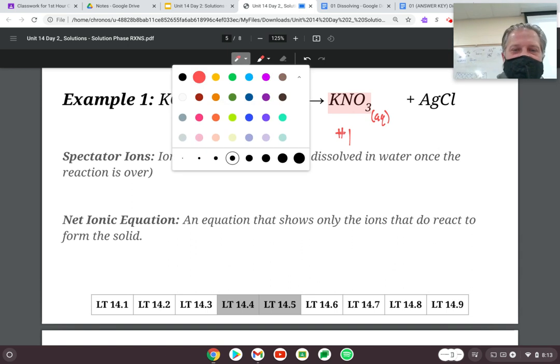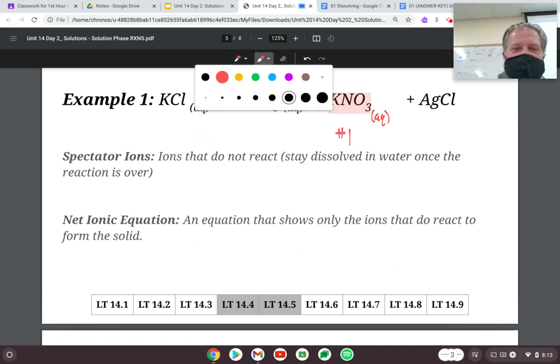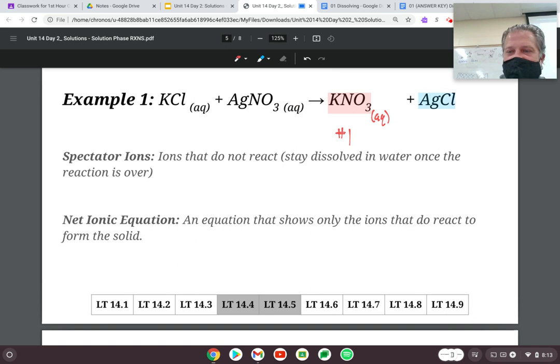So now I'm going to focus on the second product, which in this case is the AgCl. So I'm going to start with my solubility rules, and I'm going to start with number 1. Number 1 says salts of ammonium, NH4, and group 1 are always soluble. Is Ag a group 1 metal? All the group 1 metals are lithium, sodium, potassium, rubidium, cesium, and francium, so the answer is no. So rule number 1 does not apply.